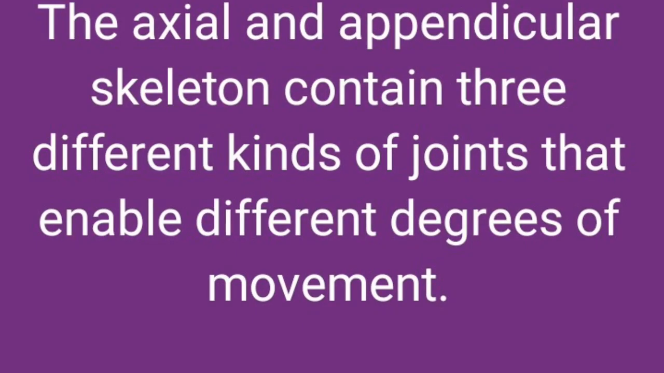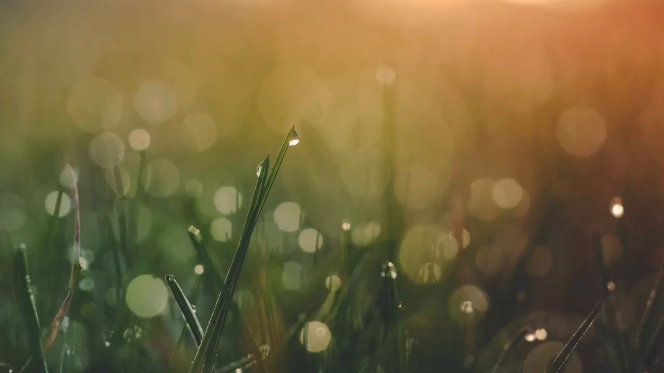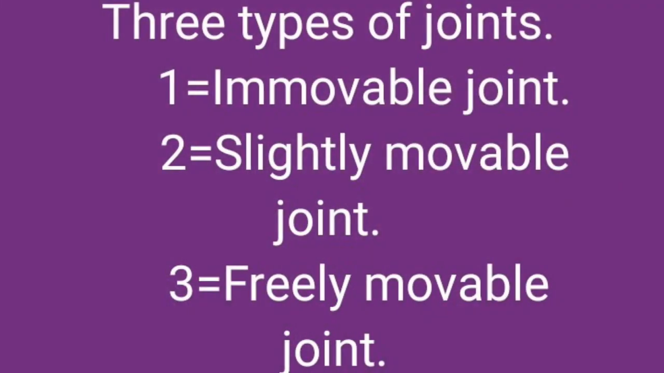The human skeletal system is further divided into two parts, the axial skeleton and the appendicular skeleton. The axial and appendicular skeletons contain three different kinds of joints that enable different degrees of movement. Three types of joints: number 1, immovable joint; number 2, slightly movable joint; and number 3, freely movable joint.